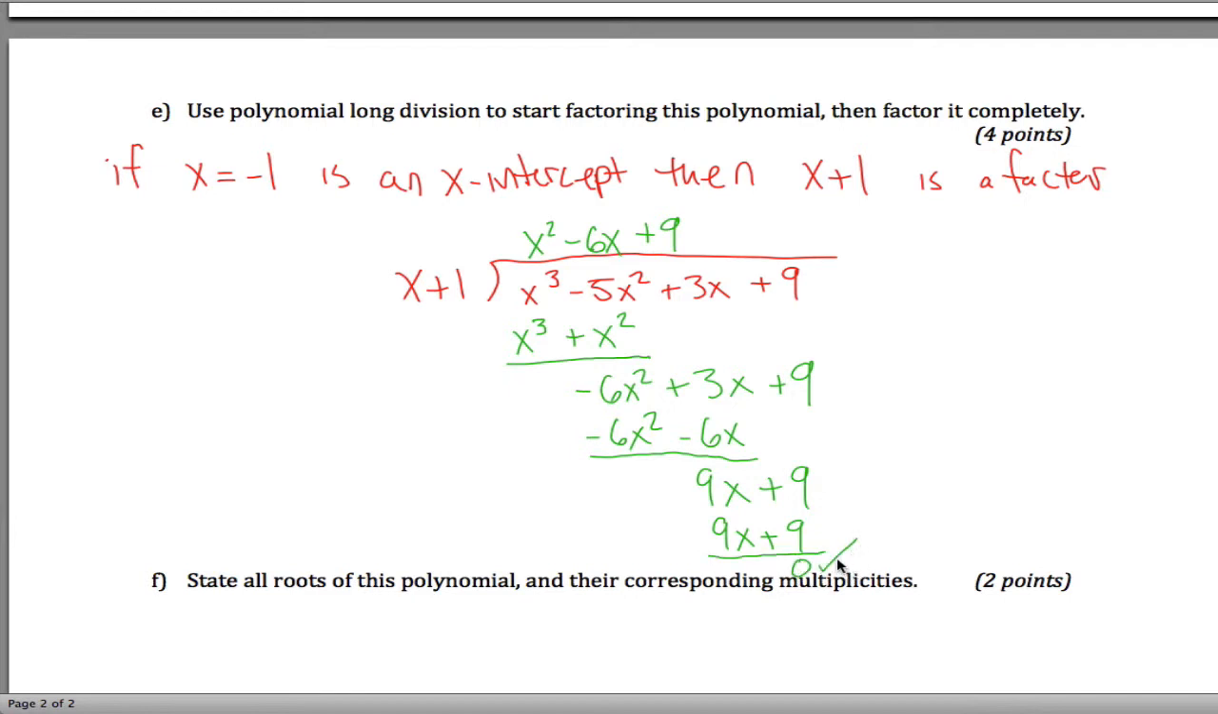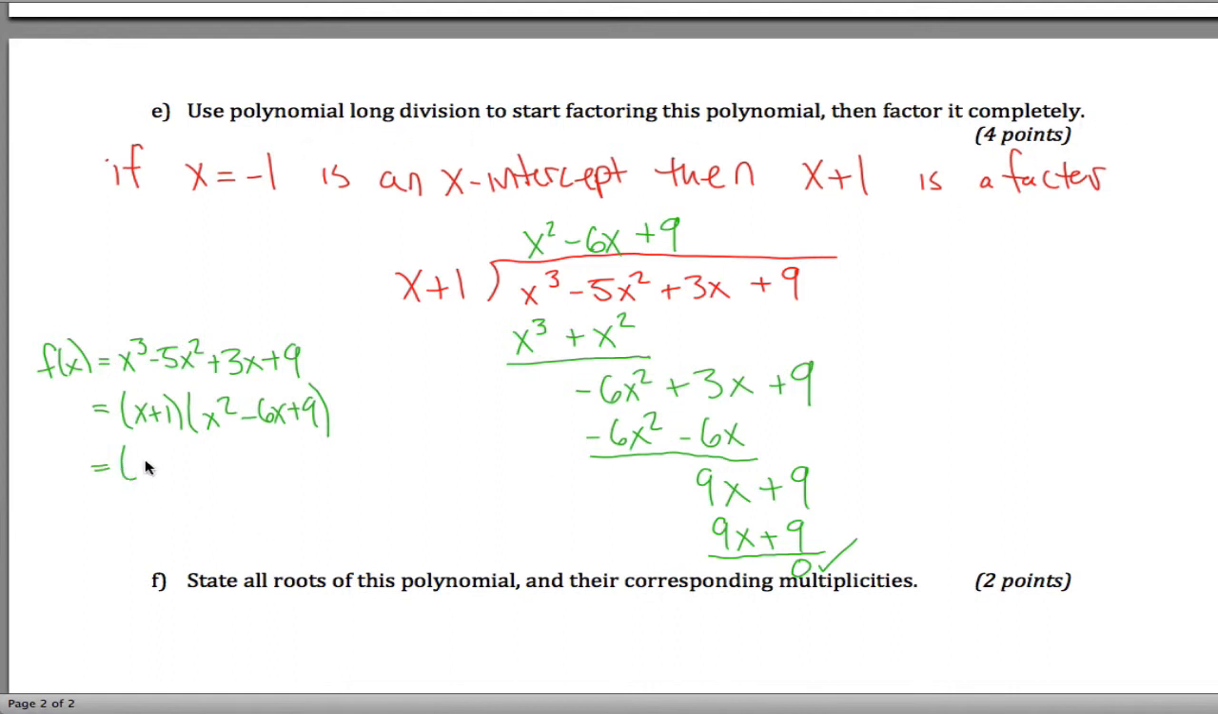That's a good thing. I was supposed to get a remainder of 0 because my polynomial f of x, which is x cubed minus 5x squared plus 3x plus 9 is really just x plus 1 times x squared minus 6x plus 9, plus 0 for this 0 remainder. So what I've done is I've started factoring this thing. I haven't factored it completely, but I started using polynomial long division. But now it wants me to finish factoring it.